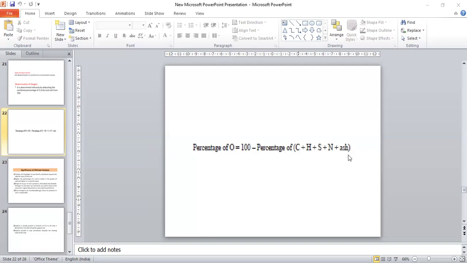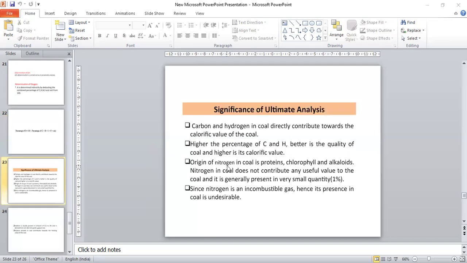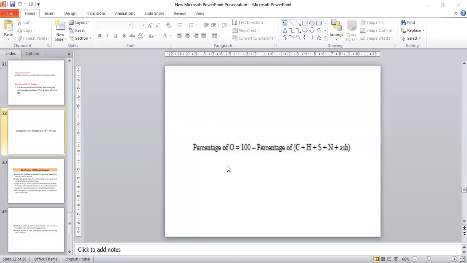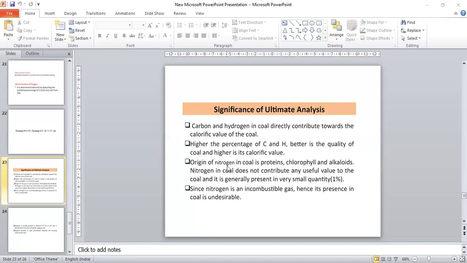All the percentages we should take here. This is about the determination of oxygen. Here also we have to look into observed significance of ultimate analysis.